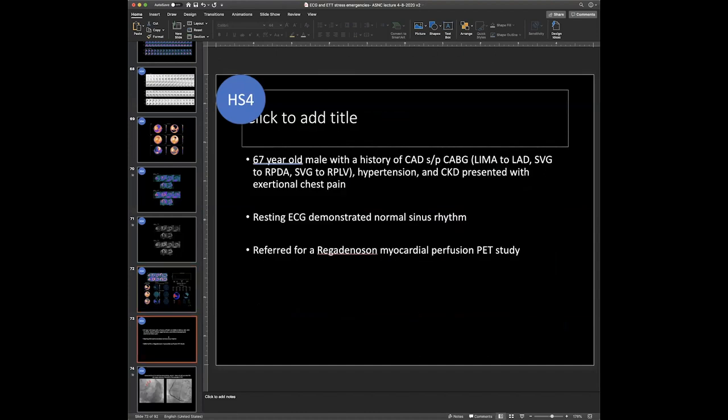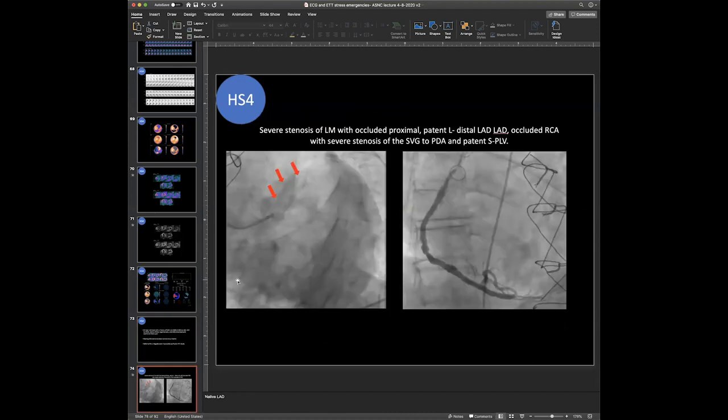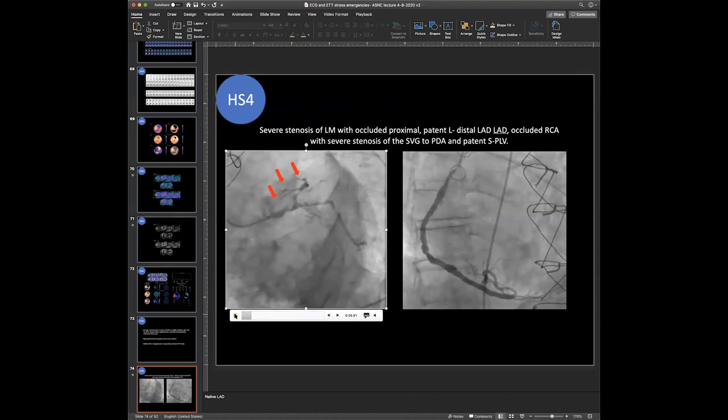This was a 67-year-old gentleman with a history of coronary disease, post-bypass surgery with LIMA to LAD and vein graft. He presented with exertional chest pain, had this PET scan, and then had a catheterization after this. And so what you see here is that, as you mentioned, Mike, the distal LAD territory was preserved, probably because the LIMA to LAD remains patent, but there remains native LAD disease that's consistent with the abnormal perfusion that we saw here.